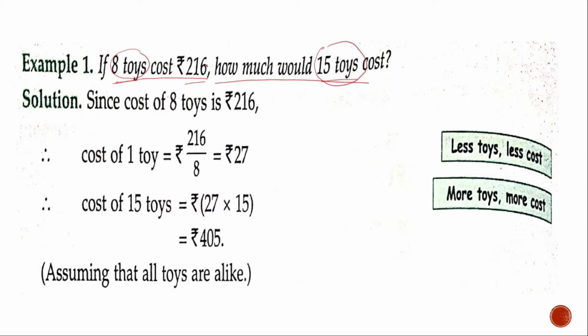What we need to find out? Amount in the second part. So the best way is whatever is given, we will write on the left hand side, and whatever we need to find out, we will write on the right hand side.